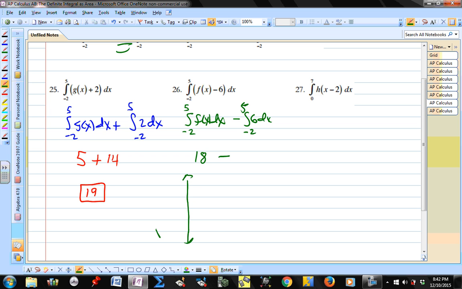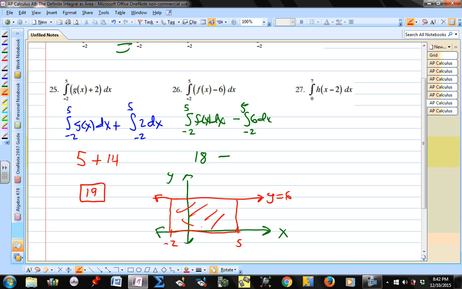So let's think of a graph. If you graph y equals 6, we're going to get a horizontal line. We're integrating from x is negative 2 to x is 5. So the region bound by this curve in the x-axis is a rectangle once again. The base of the rectangle is 7. The height of the rectangle is 6. 7 times 6 is 42. And 18 minus 42, and that's negative 24. That's all we had to do. No big deal. Moving on to number 27.